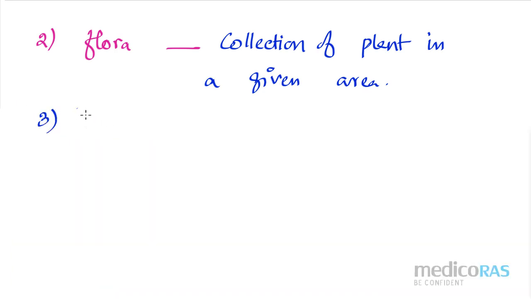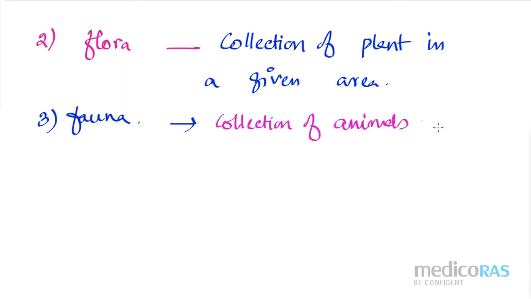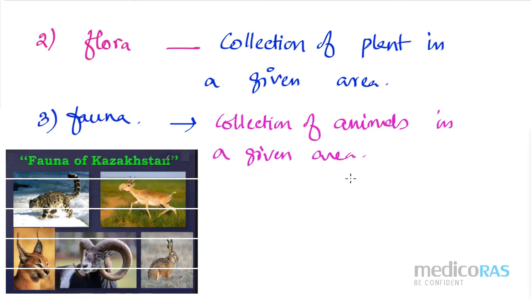Similarly, the same thing is there for the fauna. Here we just need collection of animals in a given area. So in a given area, if I am collecting some information about a particular species of animal, then that is known as fauna. That is a kind of book only. Again, we have written so many points about that particular species. So these two are very, very simple.